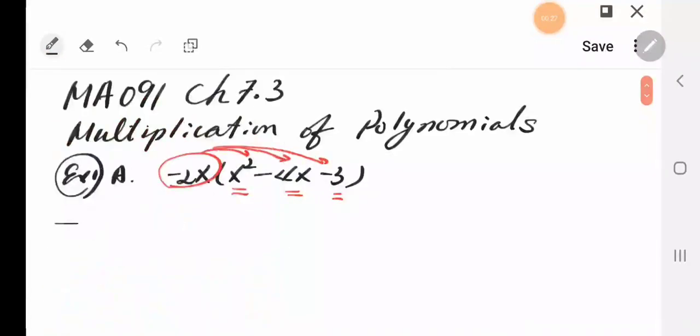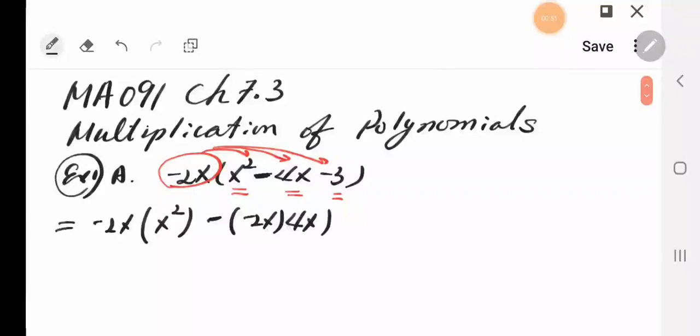So when we write it, it looks like this. Negative 2x is multiplied by x squared, the first term inside the parenthesis, and also minus, put the minus sign here because this is minus 4x, so let's multiply 4x by negative 2x. Then another minus: negative 2x is multiplied by 3. And then simplify each term.